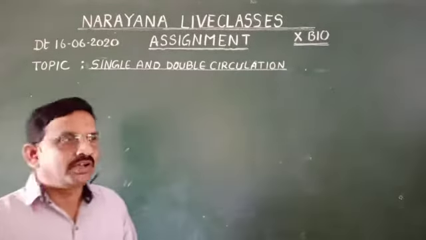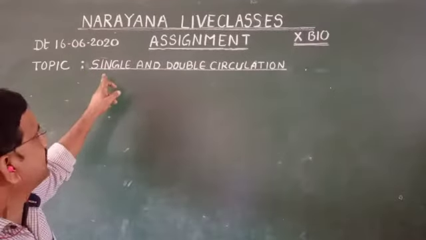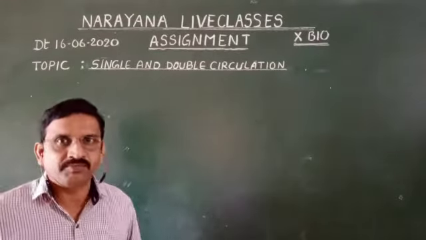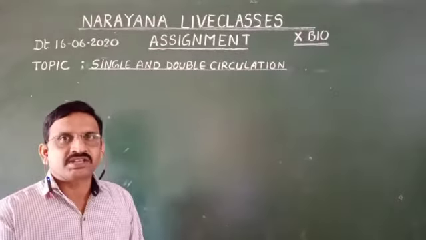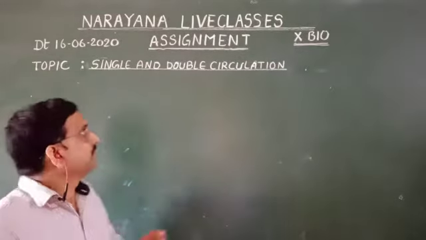Today we are going to discuss the 16th dated biological science assignment, that is single and double circulation systems. There are three questions in this assignment. We will discuss them one by one.